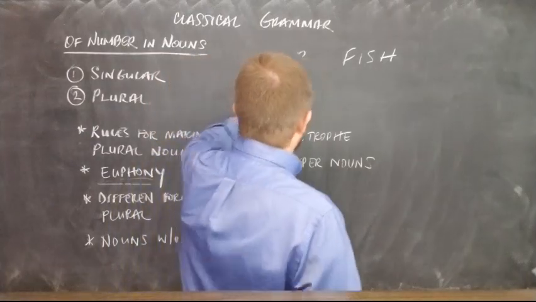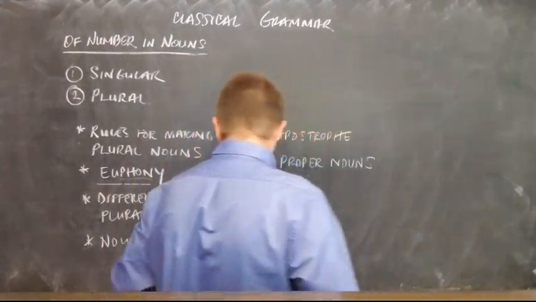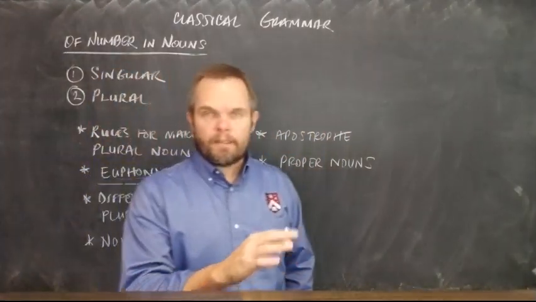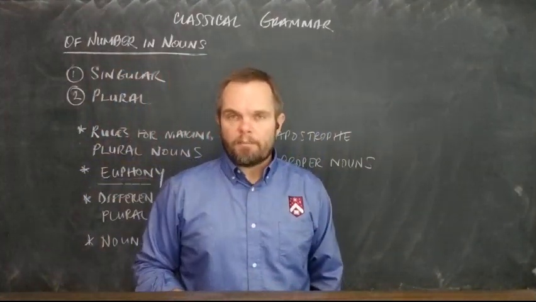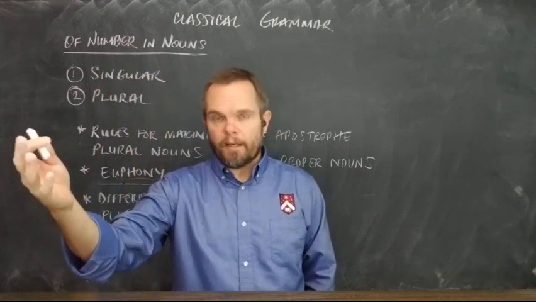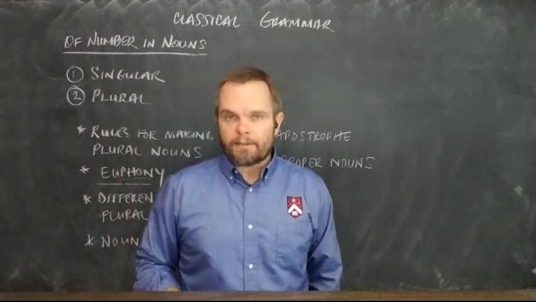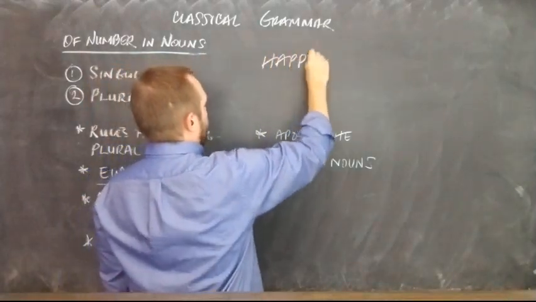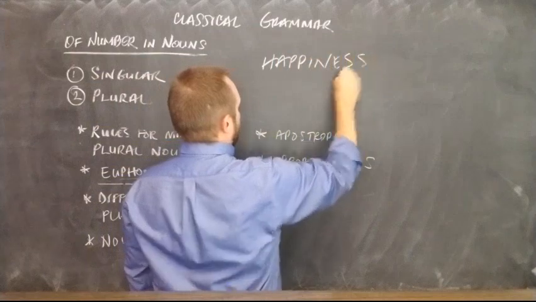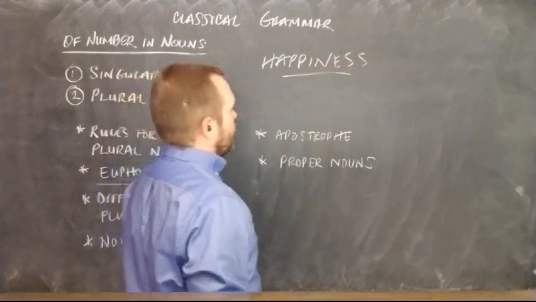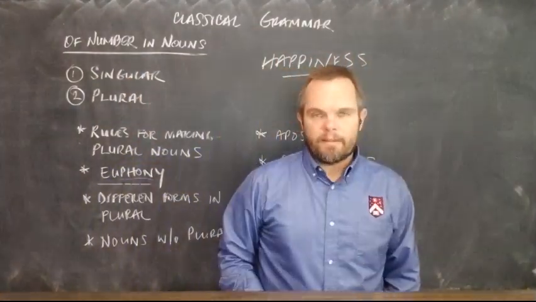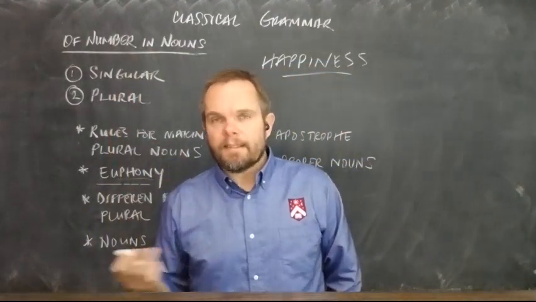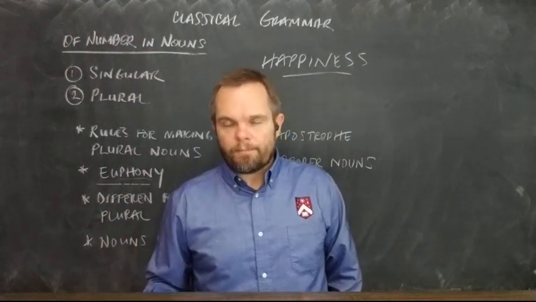There are others, though, what are called abstract nouns, or nouns that don't name physical objects or objects outside of the mind, but that name ideas, such as happiness. We're usually not going to use abstract nouns in the plural because the abstract idea is itself singular.